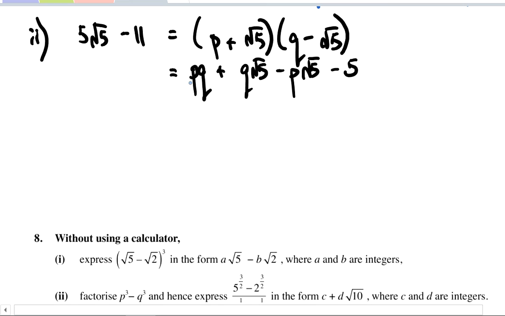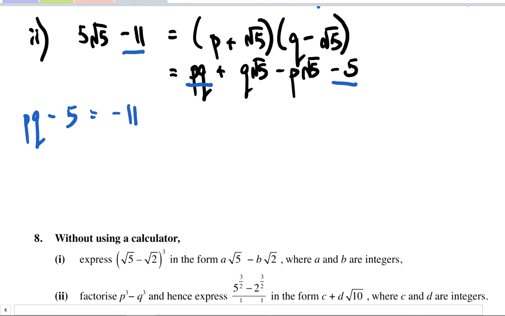The PQ and the minus 5 is a constant, is the whole number. So equate PQ minus 5 is equal to negative 11. This is your first equation. Ming Xue, very good. Next, that is your first equation.